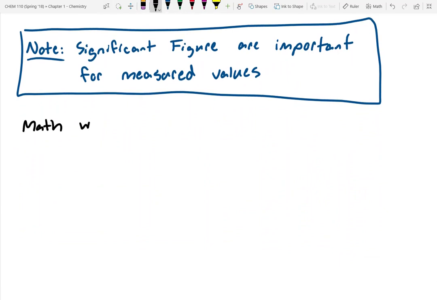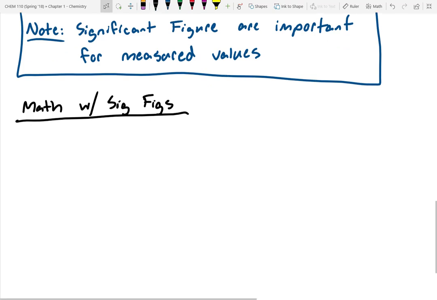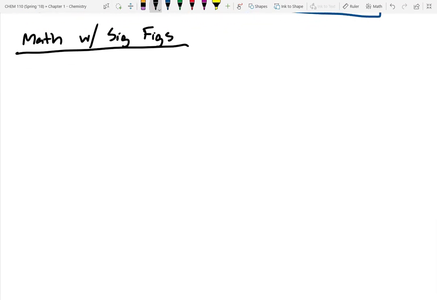So we'll do math with sig figs. Everybody's favorite topic, math. We'll do addition and subtraction. And the general rule for addition or subtraction is your results cannot be more precise than your least precise measurement. So I'll write that down.